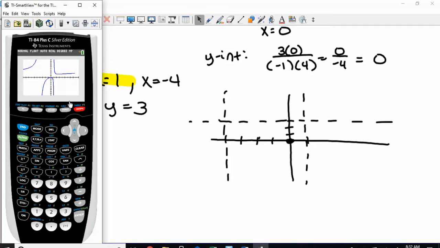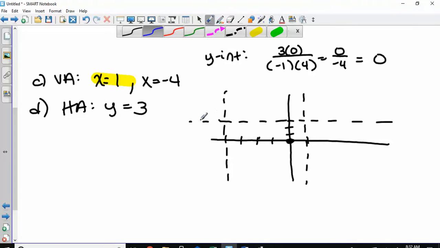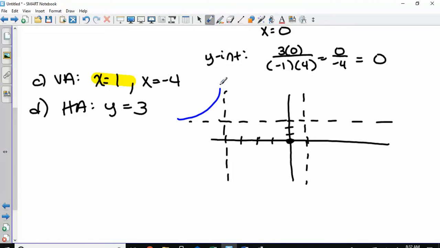And make sure, if the graph doesn't fit your information, what does that mean? Something's wrong. Either you didn't put in parentheses when you graphed it, or you plotted information wrong, or one of your asymptotes is incorrect. So take the time to go back and double check and see what went wrong if things don't match up.